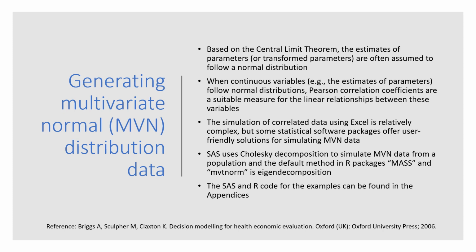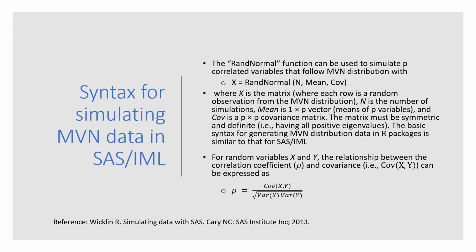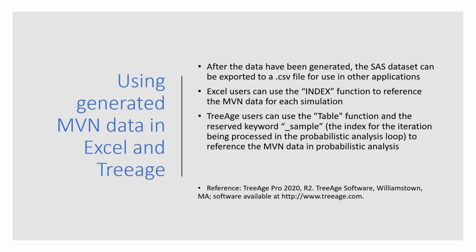The simulation of correlated data using Excel is relatively complex, but SAS and R offer user-friendly solutions for simulating multivariate normal distribution data. The syntax of simulating multivariate normal distribution data is presented in this slide. Basically, we need to provide the means of variables and the covariance matrix. After the data have been generated, the SAS dataset can be exported to a CSV file for use in other applications.